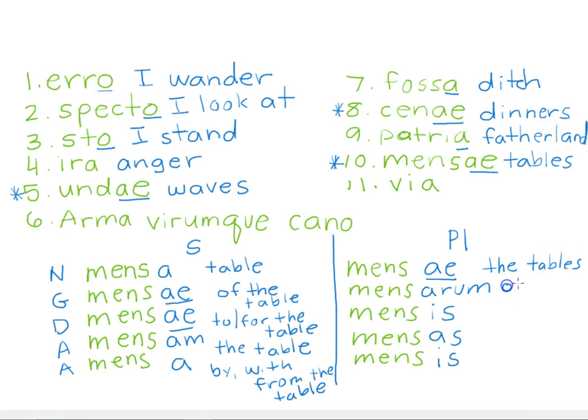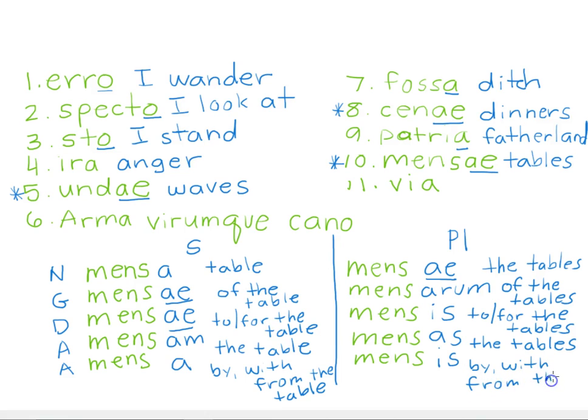Mensarum, genitive, possessive, of the tables. They're all plural over here. Mensis, to or for the tables. Mensas, that's accusative. We're doing something to the tables, but it's just the tables, like we're kicking the tables or folding the tables. It's just the tables. It's receiving some sort of action. And mensis, by, with, or from the tables.